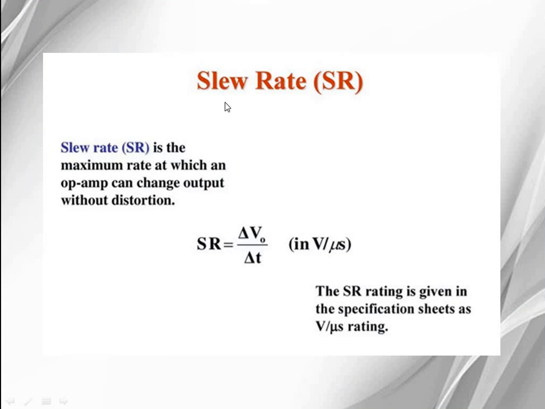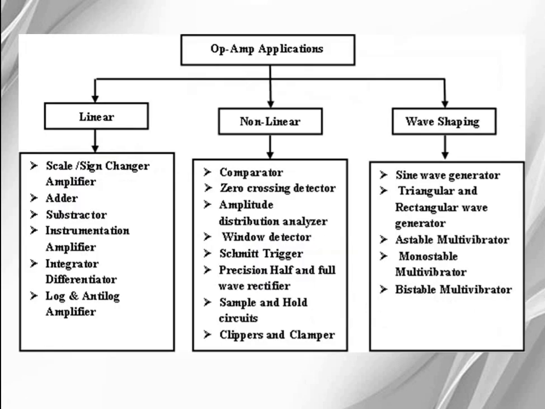And slew rate. Slew rate is the measure of speed, that is, the maximum rate at which an op-amp can change the output without any distortion. So how fast it varies the output voltage with respect to time for a step input voltage. This is measured in volts per microsecond. For every microsecond, what is the change in output voltage, how fast it behaves, that is called slew rate. And these are the applications of operational amplifier.